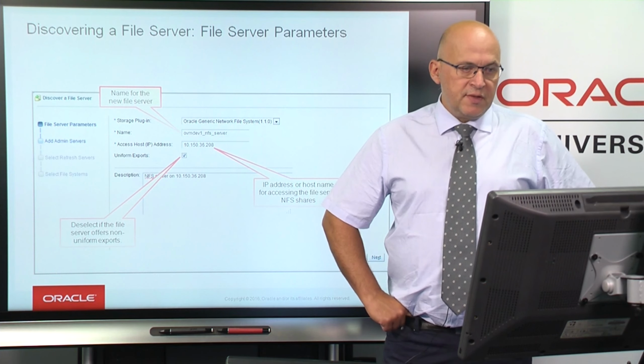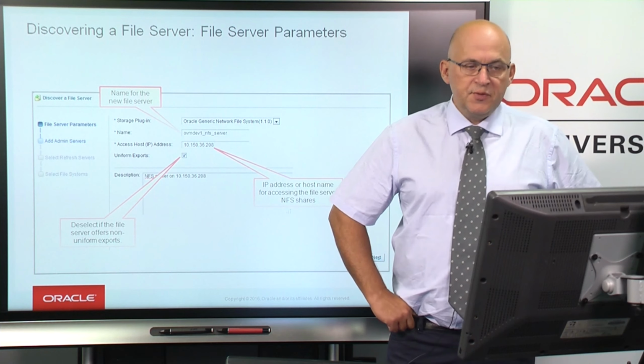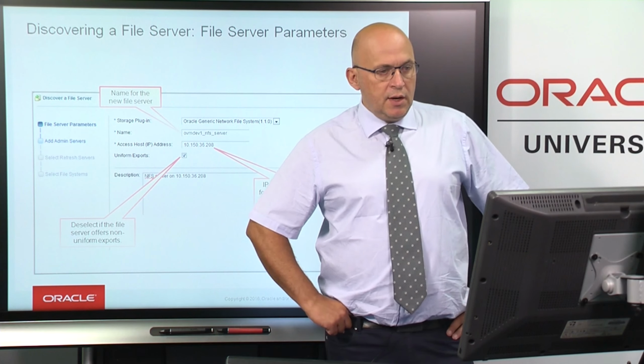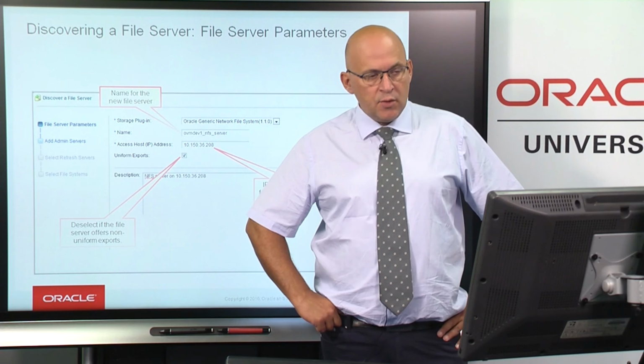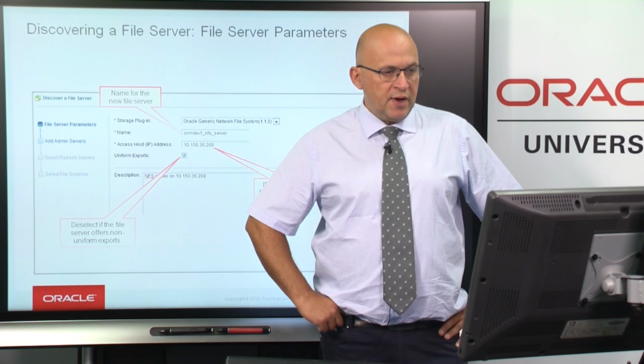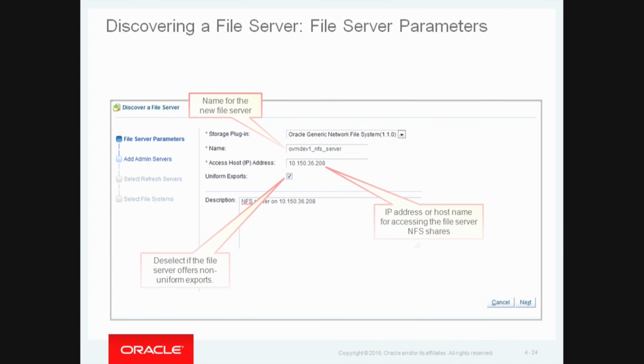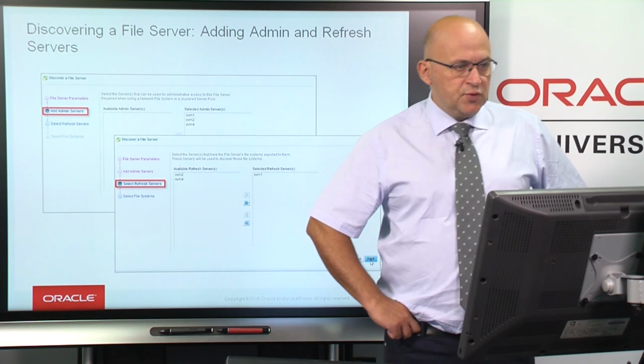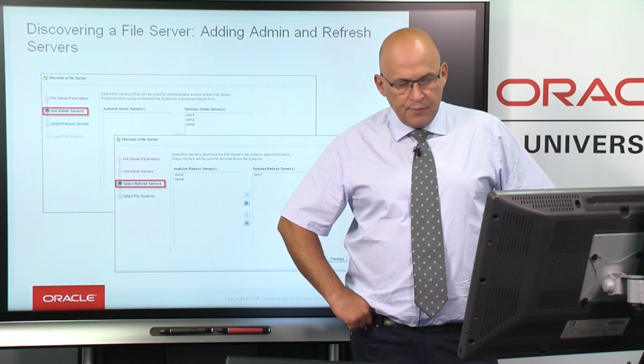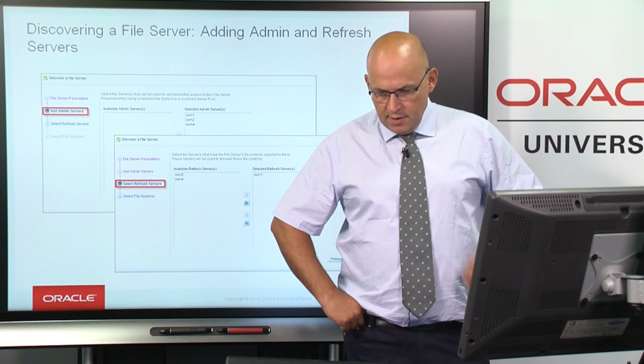So in this case, the only thing that you have to provide whenever you are working with the NFS servers is to choose the storage plugin. In our case, it will be Oracle Generic Network File System. You have to provide a name for this file server, and an access host, which is just the host offering this kind of service. If it's uniform, you just have to check it. You also add a description about this feature, and then you have to add admin servers.